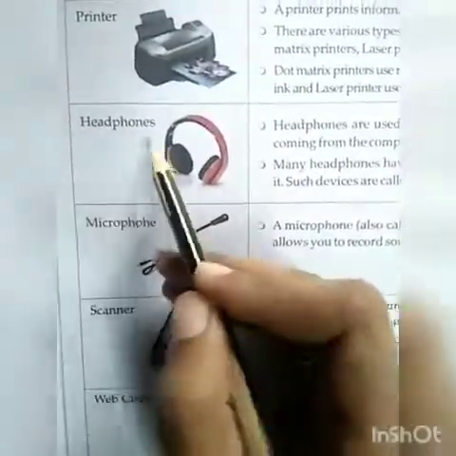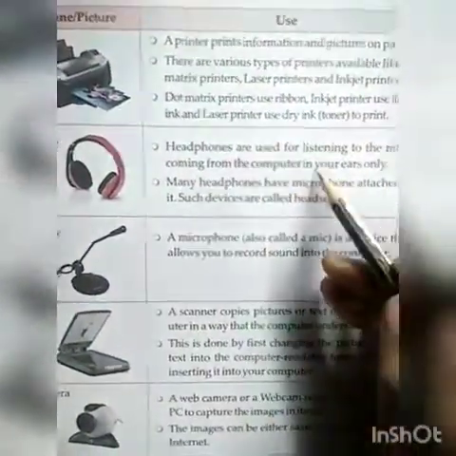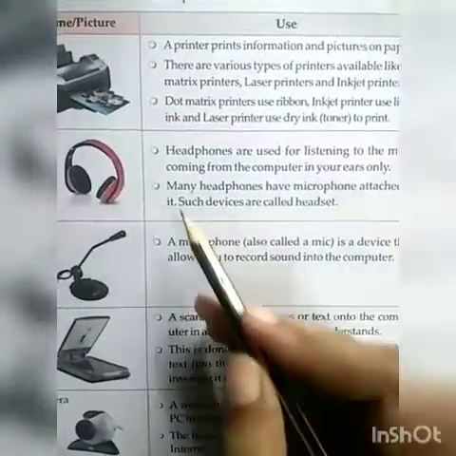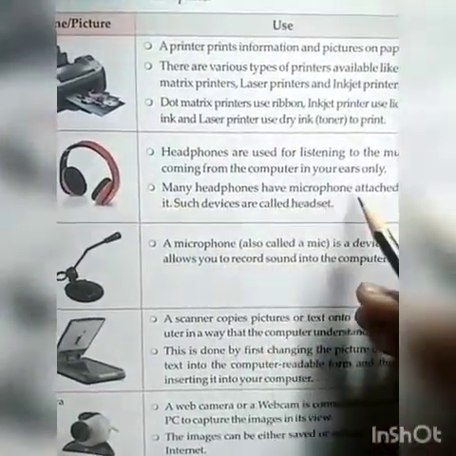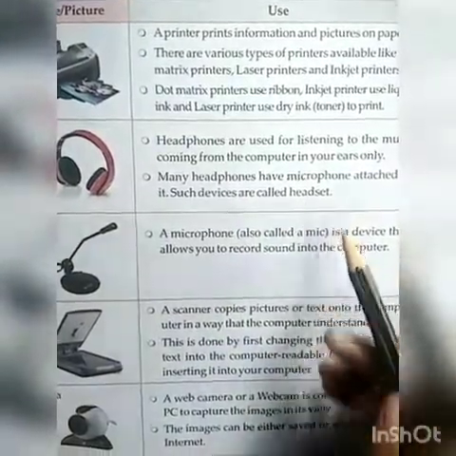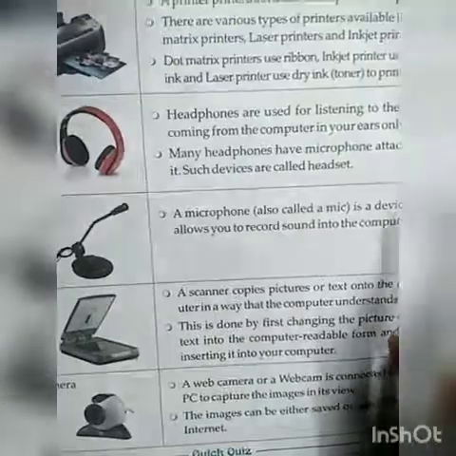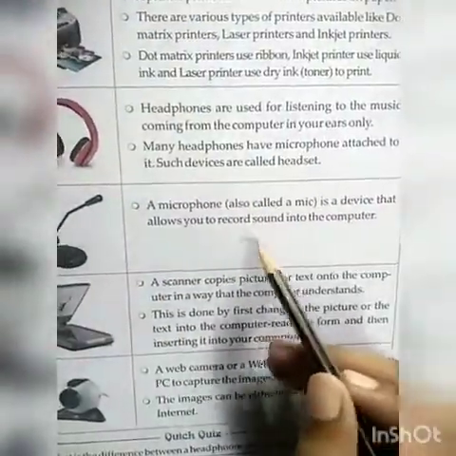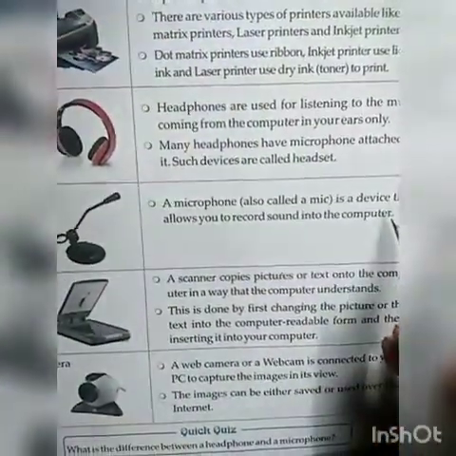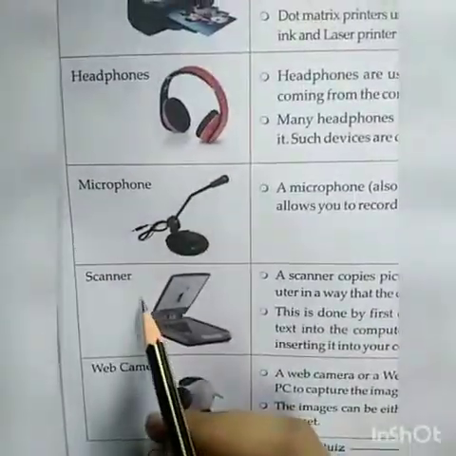The next, headphones. Headphones are used for listening to the music coming from the computer in your ears only. Many headphones have a microphone attached to them. Such devices are called headsets. Microphone. A microphone is a device that allows you to record sound into the computer. It's also called a mic.